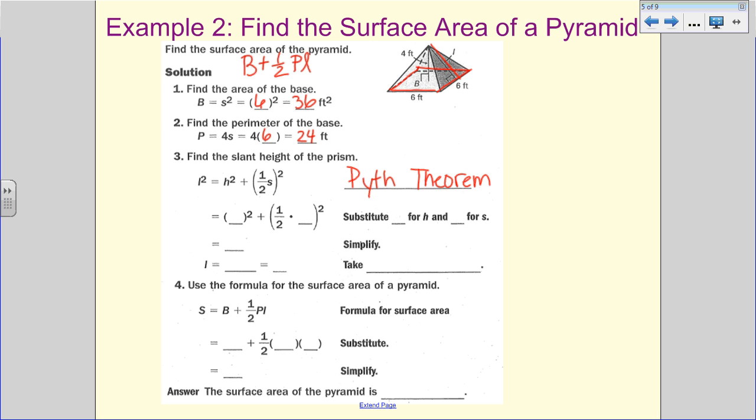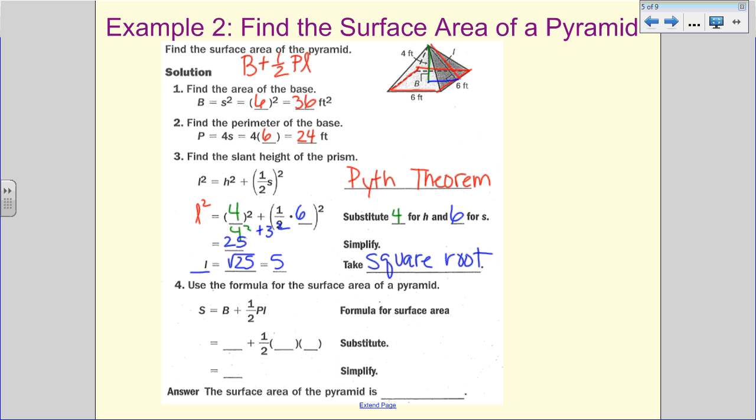All right. So L squared, slant height squared, is equal to the height, which is 4, plus 1/2 this distance, so 1/2 of the 6. So we're substituting 4 in for h and 6 in for the side. So we have 4 squared plus 3 squared. And we do that, we get 25. We're going to take the square root. So we take the square root of 25, which is 5.